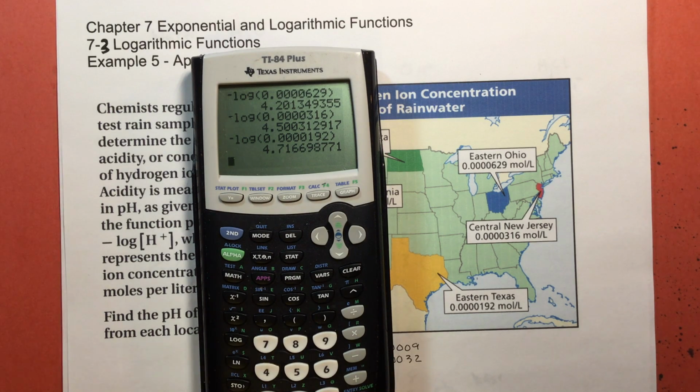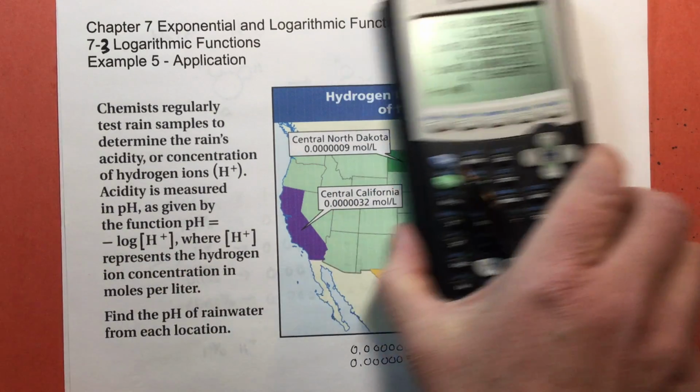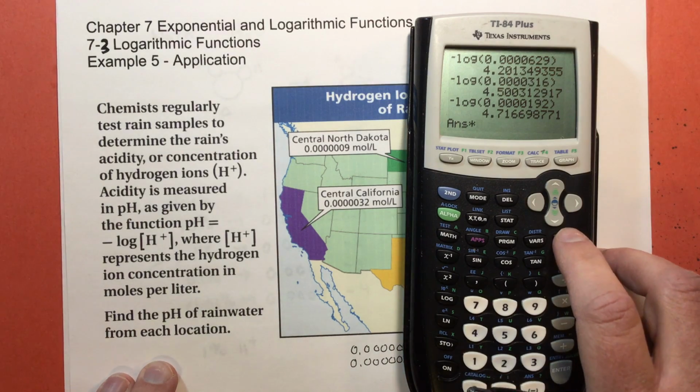Yeah, so this is one of those examples where I really wish we were spending more time talking about this. And maybe I might try to spend more time in class talking about what's going on here, and giving some background information. But for our purposes, all you have to do is just remember it's negative log and then whatever that number is, and then that will give you the pH. All right, we'll see you in the practice problems.